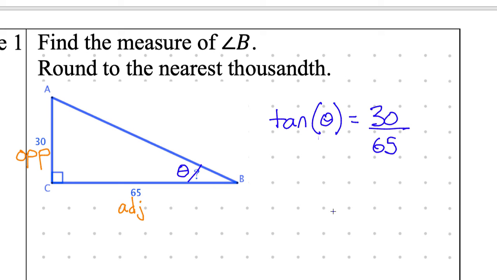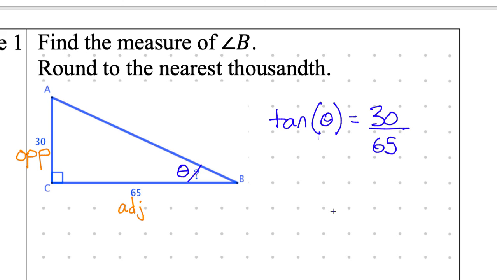And now we solve. If you look at the front side, this is almost the exact same problem. I need to undo tangent to find theta. I can't divide by tangent. That's not how it works. The only way to undo tangent is to take the arc tangent of both sides.